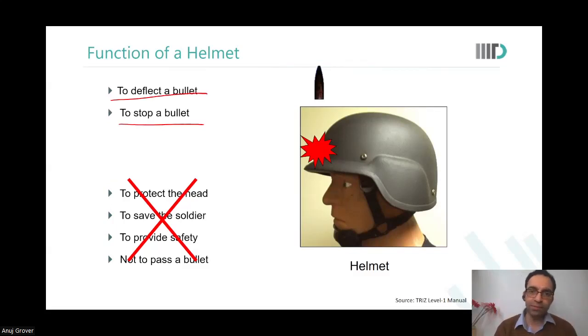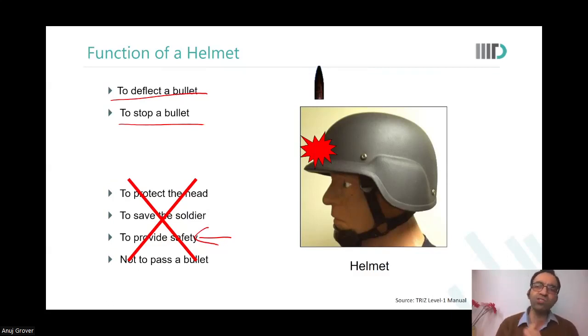Do you see this? Because when you say to provide safety, as an engineer, what would you work on? Can you do anything about it? Agar safety nahi mili to? No. But when you define a function like to deflect a bullet, now you can do something about it. Oh, it did not stop the bullet.